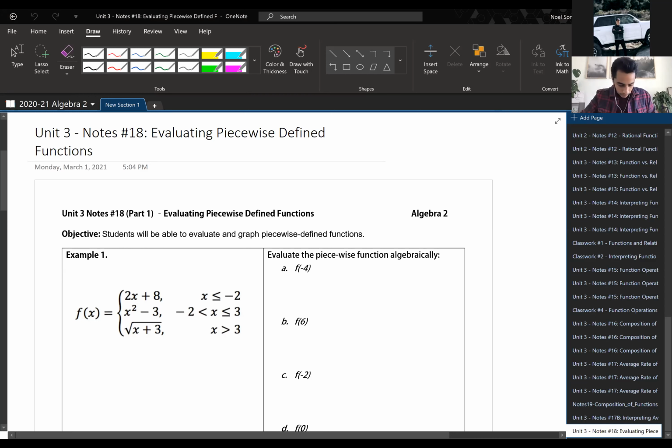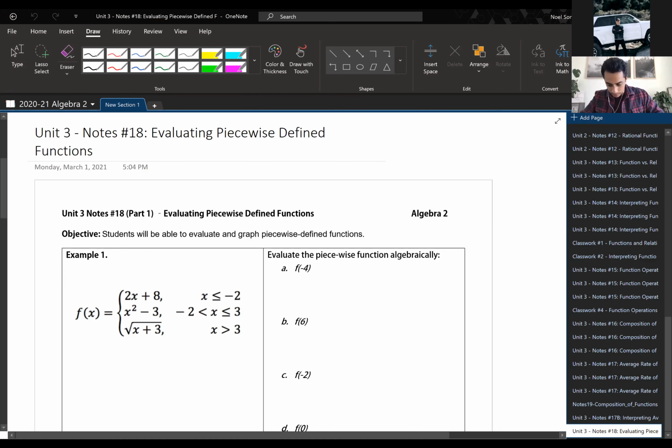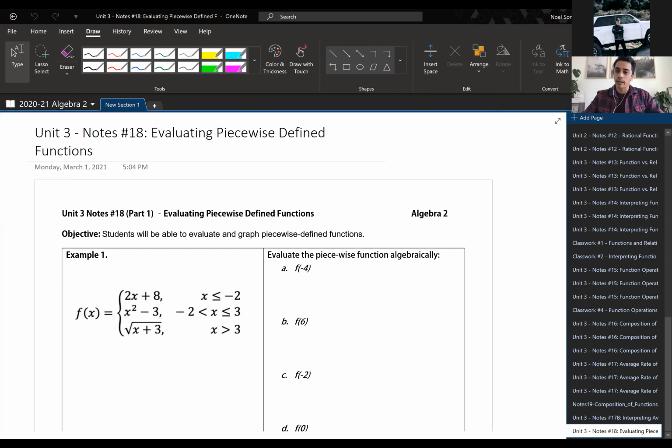All right, so how do we evaluate these? Evaluating them can be kind of simple because all you have to do is find out where the input exists, right? Along which domain does it exist? That will be the function where I plug it in. All right, so let's take a look at part A.